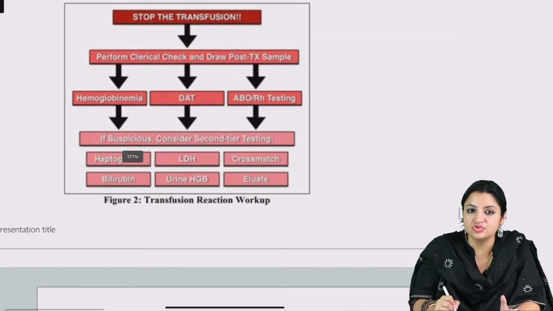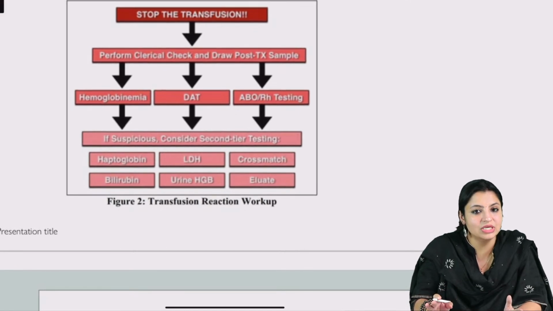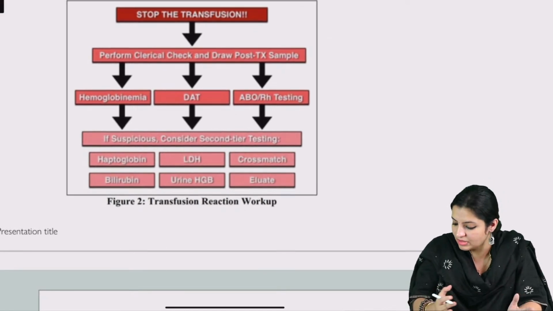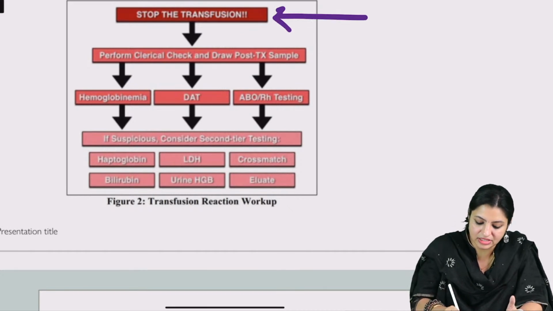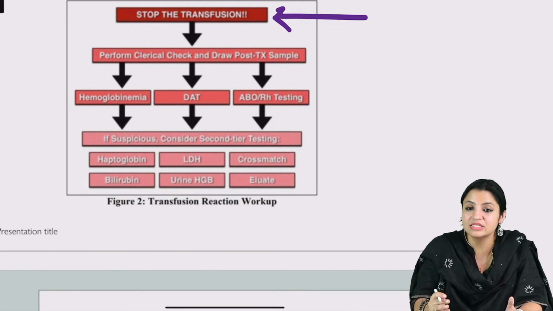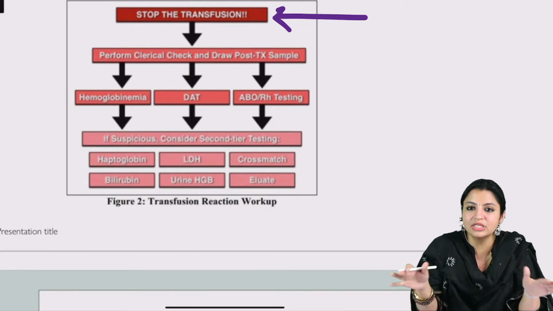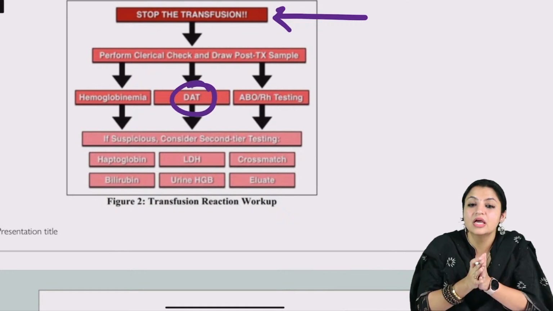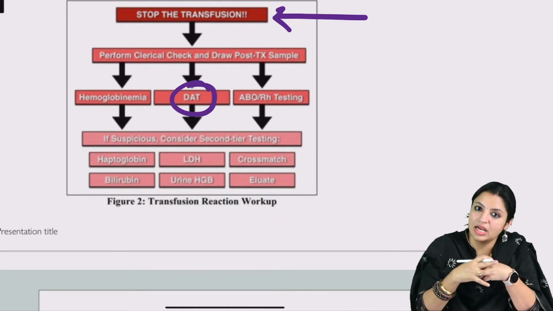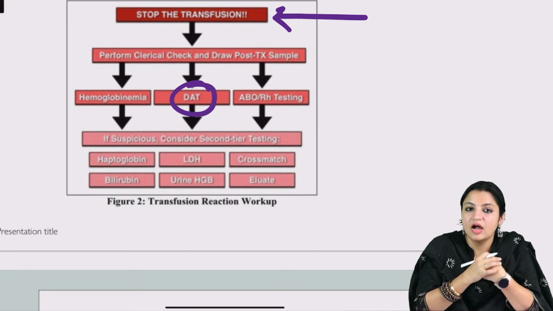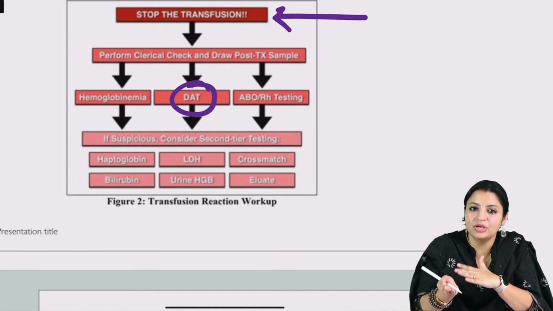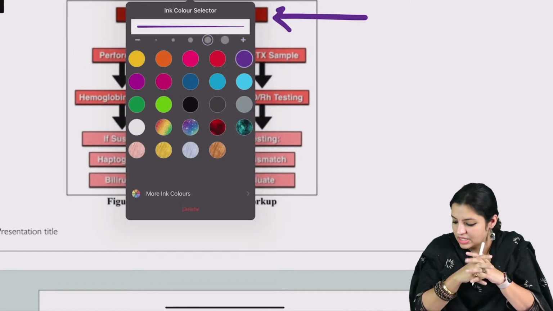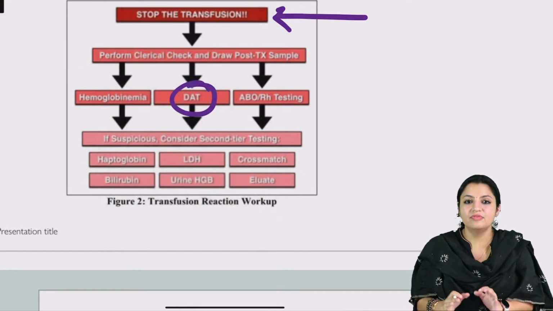After you've stopped the transfusion, quickly perform the clerical checks to see if there was some error. The next thing that you always do is the direct Coombs test. That's the order we follow: stop the transfusion, check the clerical checks, and do the direct Coombs test, to see if any red cells are coated by antibodies. After that, you check for hemoglobinemia and hemoglobinuria, check the ABO and Rh grouping again, and then do the indirect Coombs test also. That's the approach whenever we give mismatched blood.